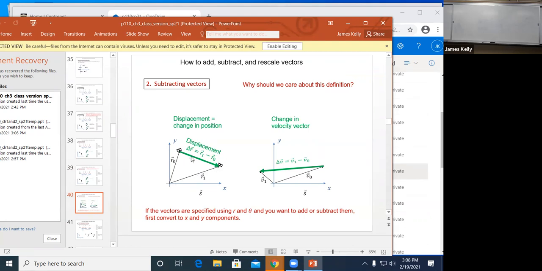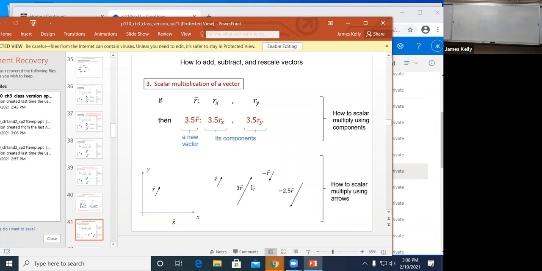We want the displacement to be the final position minus the initial position, just like it was in one dimension, right? Displacement was x final minus x initial. Here it's the final vector pointing from the origin minus the initial vector pointing from the origin. That's a difference. And so we'll find the same thing for velocity. If you align the vectors' tails, you're just going to point from one tip to the other tip.